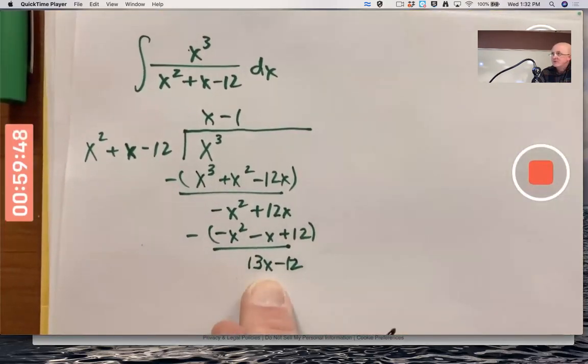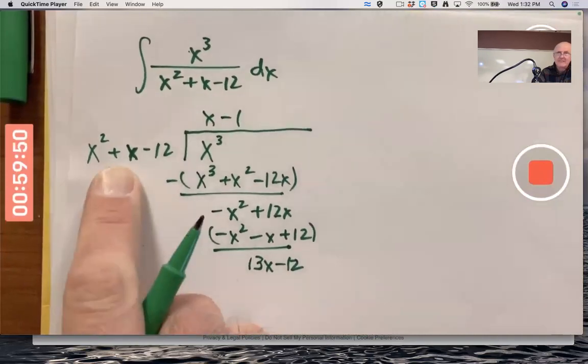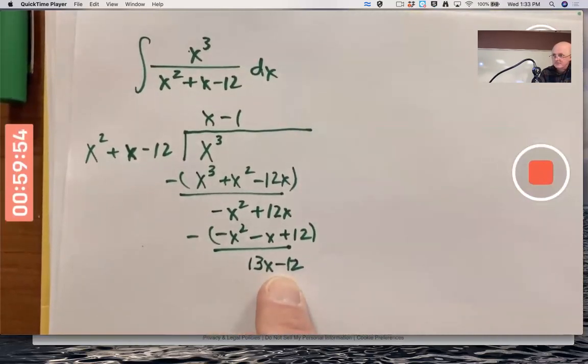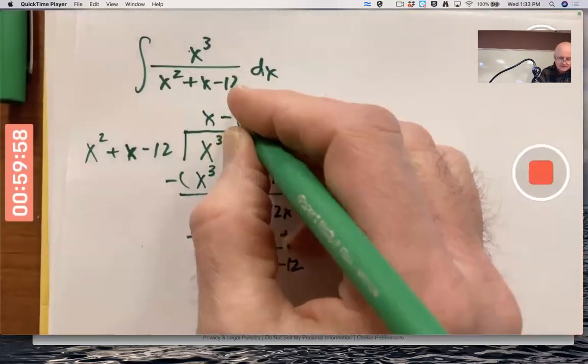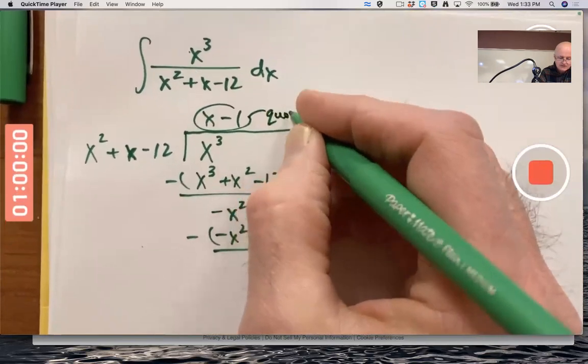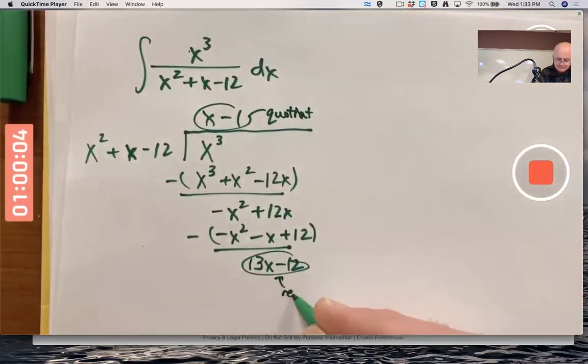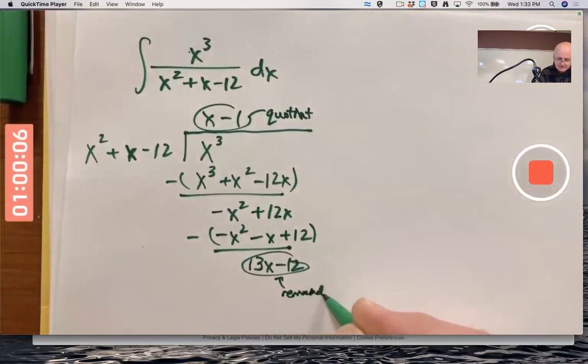Now I have something whose degree is smaller than what I'm dividing by. I can stop. That's the remainder for the division. This is the quotient up here. Quotient. This is the remainder for this polynomial long division.